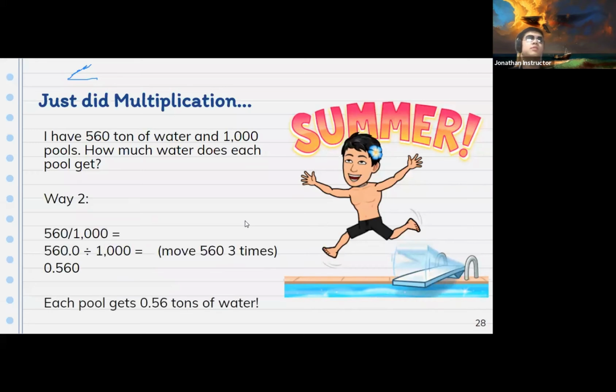So each pool gets 0.56 tons of water. I'm not sure how much that is. I'm sure that's quite a lot of water. But for a pool, the average should not be that much.